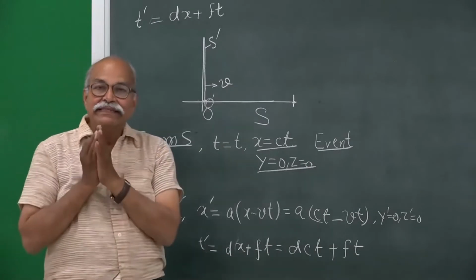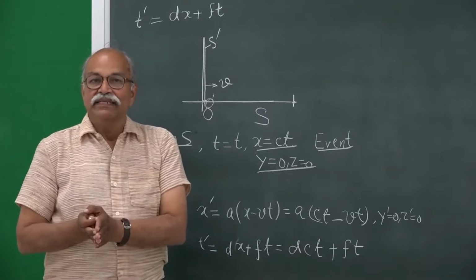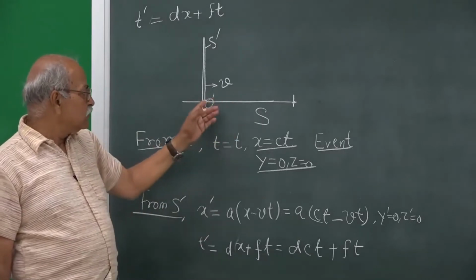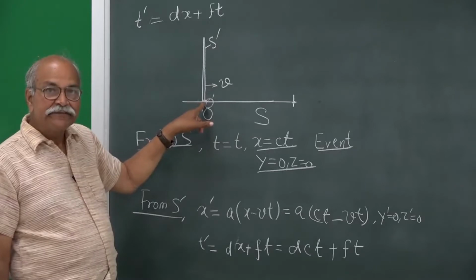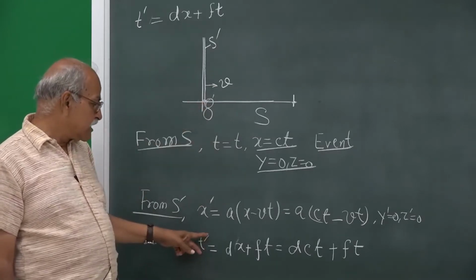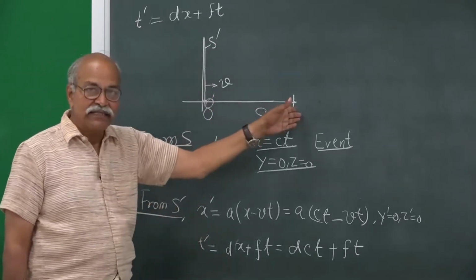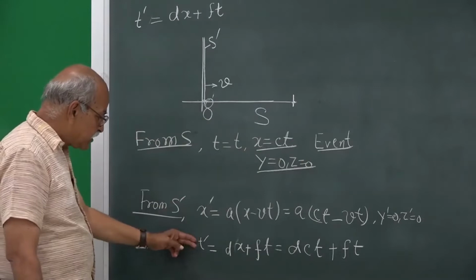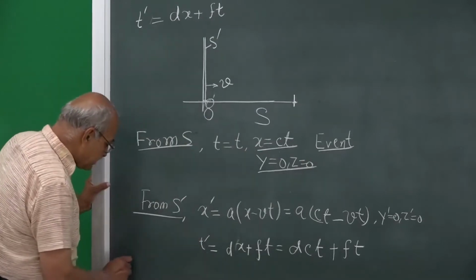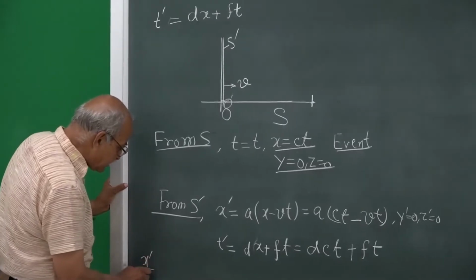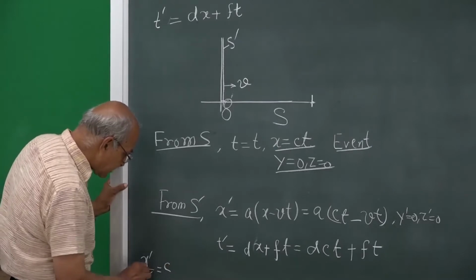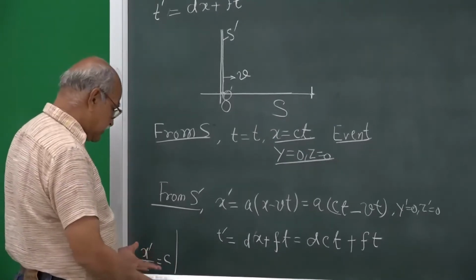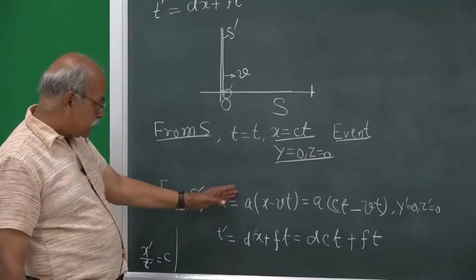How much is the distance covered by this light pulse in S prime? The distance covered is x prime, because in S prime also it was generated at the origin, and at time t prime it is at x prime on the x axis, the leading edge of the pulse. Hence, if you divide x prime by t prime, that must be c. So, x prime should be c into t prime.